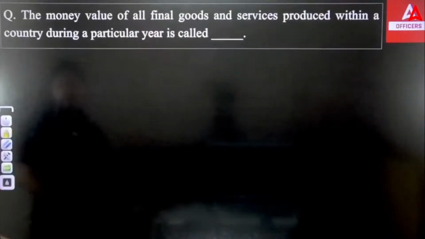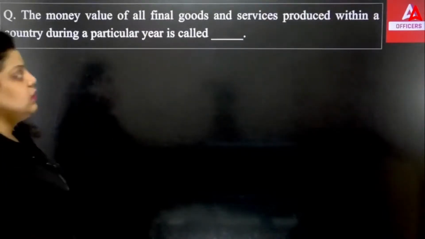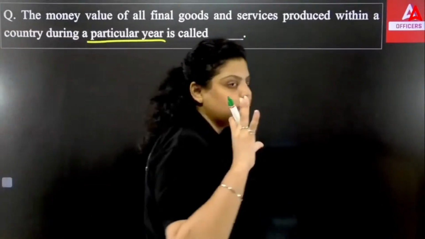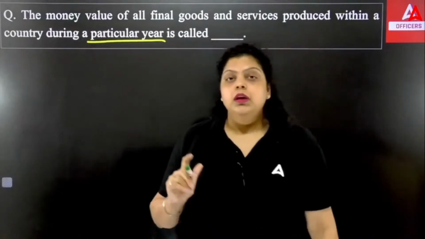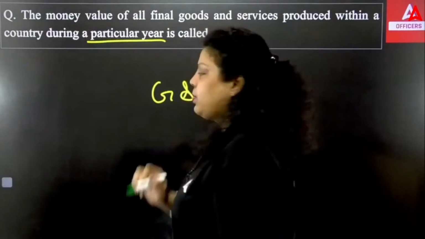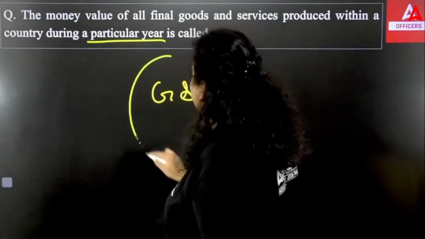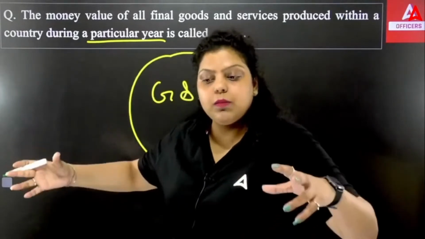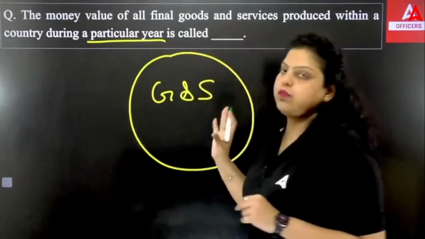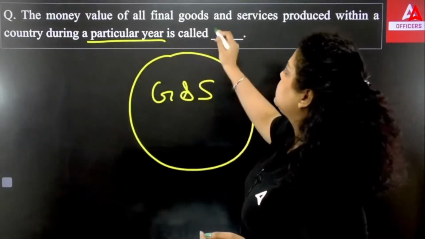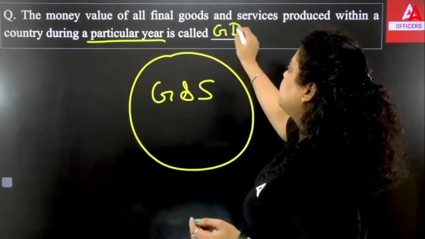Clear? Next question is talking about the money value of all final goods and services produced within a country during a particular year. Now you have to understand this terminology here. First of all, we are saying the money value of all final goods and services that is produced within a country. So let's say this circle is a country, this circle is India, and whatever production we have done within this geographical boundary of a country, that production is known as what? This production is known as gross domestic product.